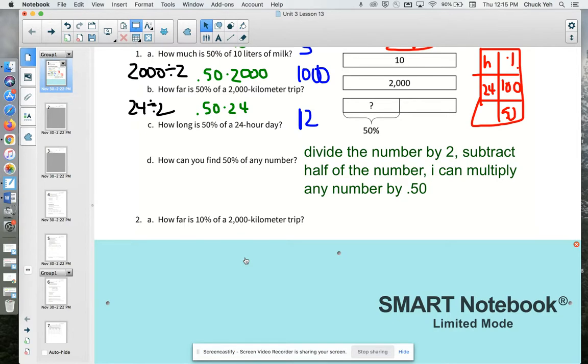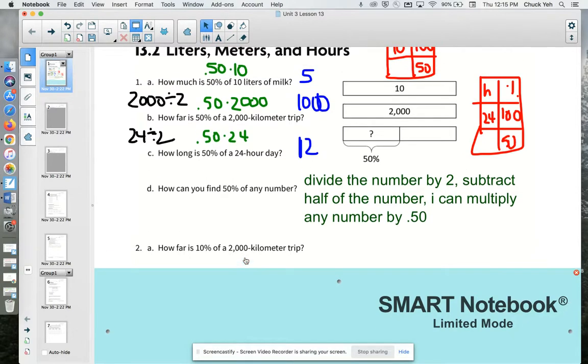How far is 10% of a 2,000 kilometer trip? So think about it, and then unpause it when you're ready. Again, instead of 0.50, now it's 0.10. Now it's 0.10 times 2,000. Okay? And that is what? Yep, 200. Okay? The next one.